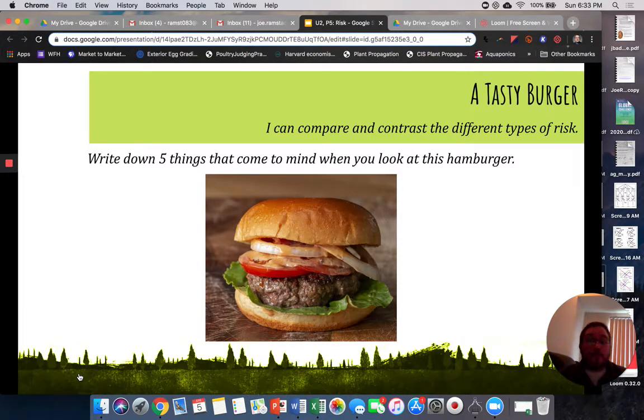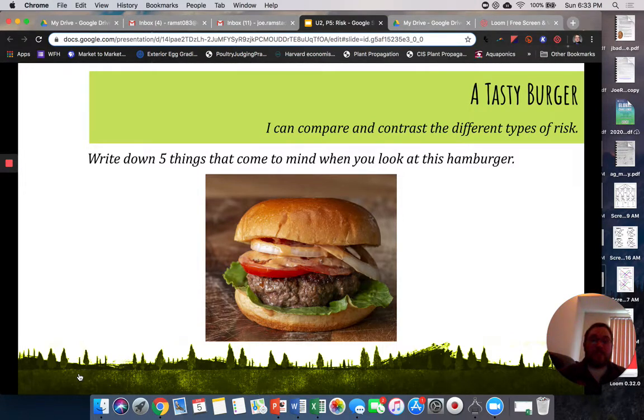No matter what those 5 things are, hopefully they connect back to what we're going to talk about here today, and that's risk. No matter what we choose to do in our daily lives, we are always going to be faced with risk. And there are a lot of different definitions for the term risk.